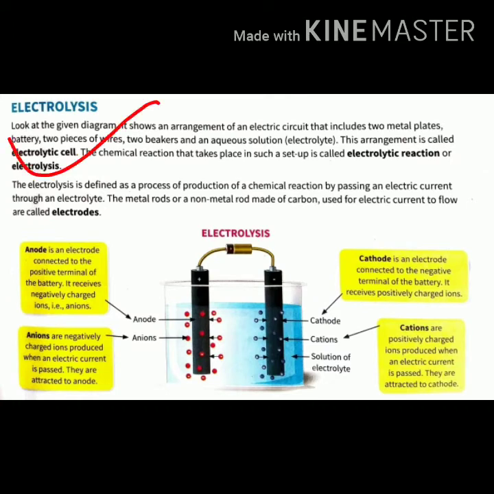Next we discussed electrolysis. It is the arrangement of an electric circuit which includes a battery with positive and negative terminals, wires, two metal rods which are known as the electrodes, and a solution of blue color which is known as the electrolyte. This arrangement is called an electrolytic cell, and the process of producing a chemical reaction by passing a current through this electrolyte is known as electrolysis.